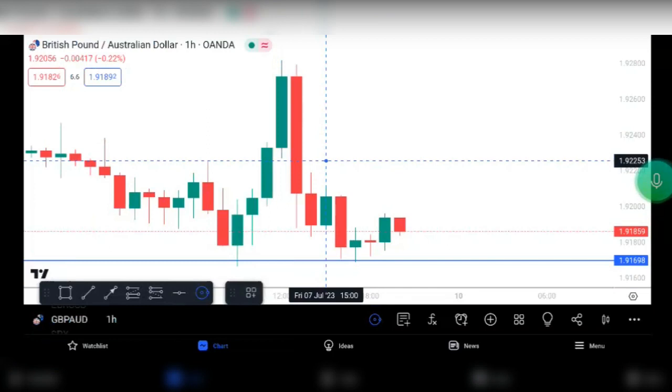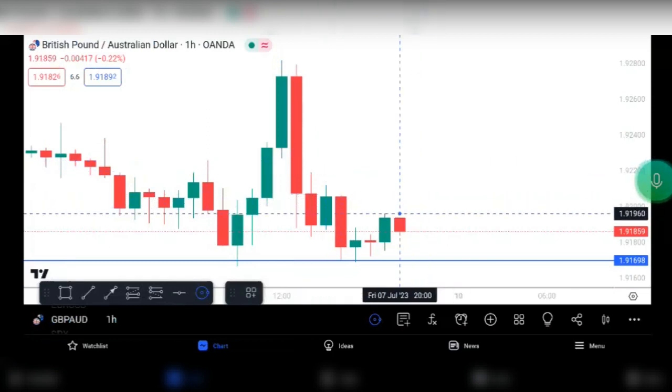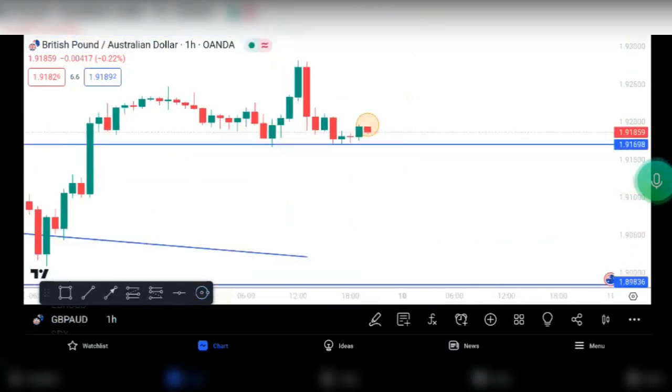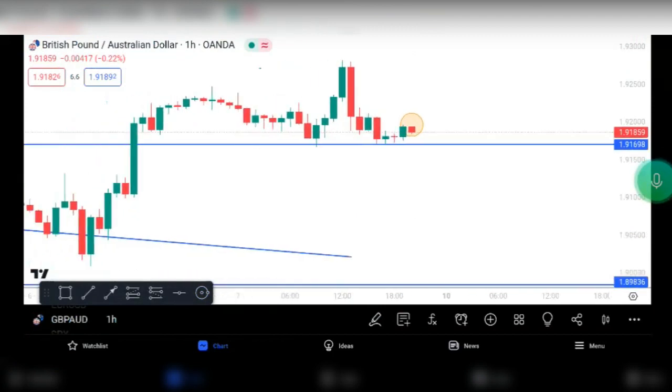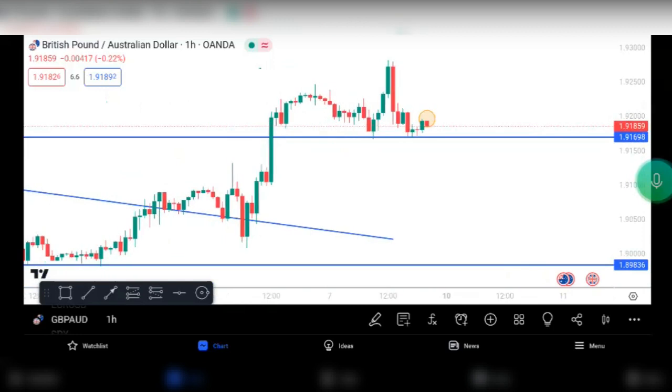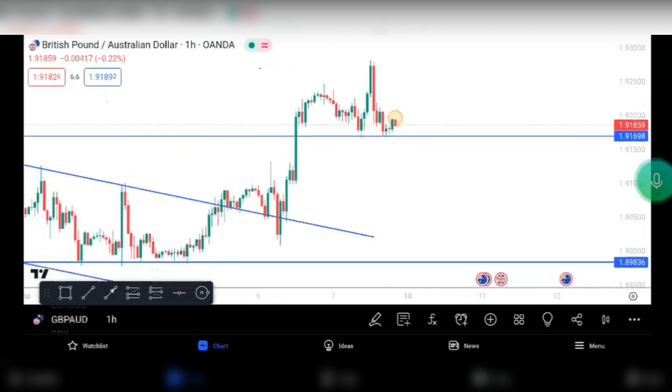by the close of this candle here, we'll actually take an entry at the close of this candle. So that is what we are going to do. We'll wait until the candle closes before we can take an entry. All right, that is that for GBP AUD.